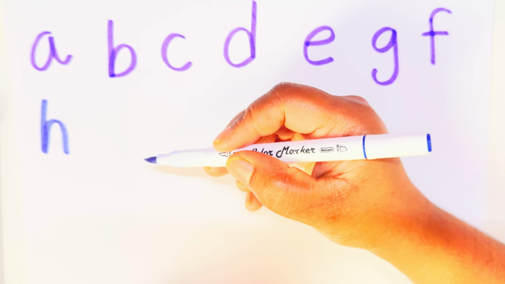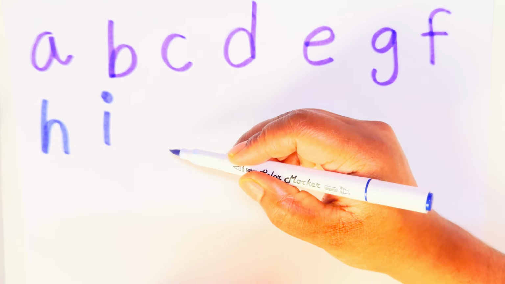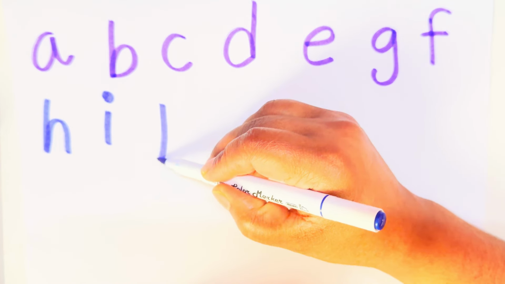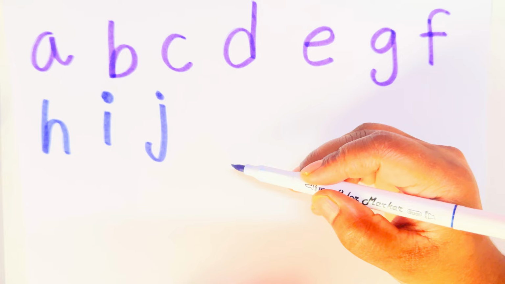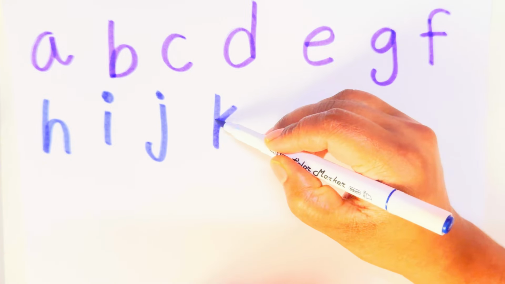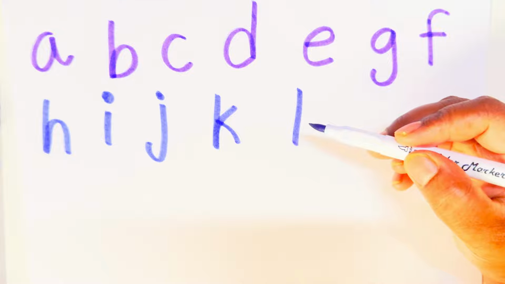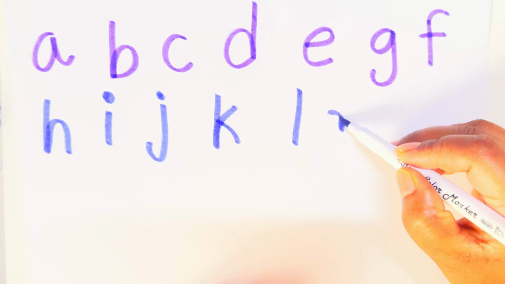H for hen. I for ice. J for jam. K for kangaroo. L for lychee. M for mango. N for nest.